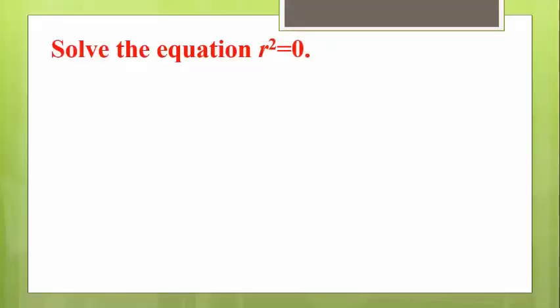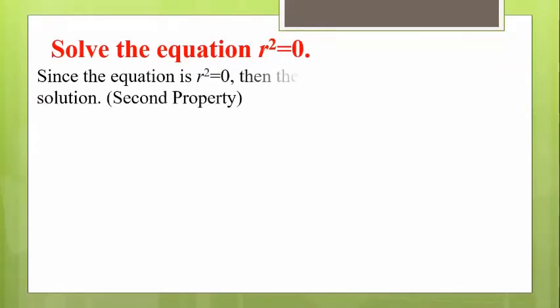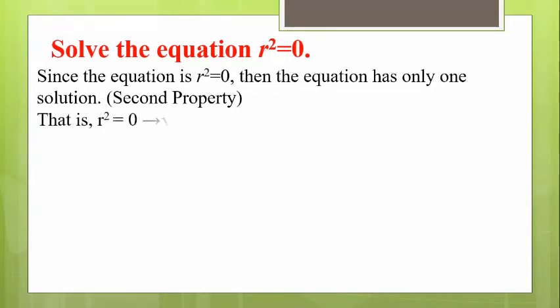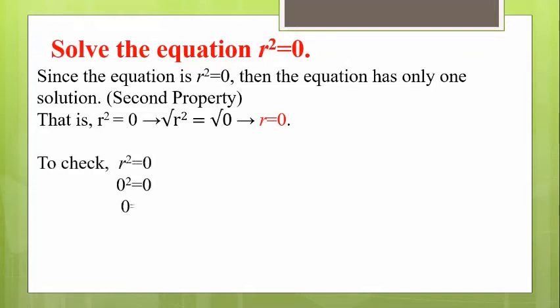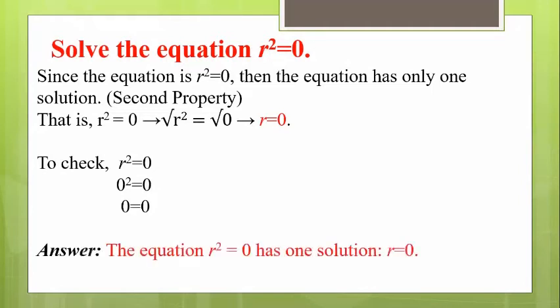Another example. Solve the equation r squared equals 0. Since the equation is r squared equals 0, then the equation has only one solution. Second property. That is, square root of r squared equals square root of 0. We get r equals 0. To check, we can see that 0 satisfies the equation. Thus, the equation r squared equals 0 has one solution. That is, r is equal to 0.